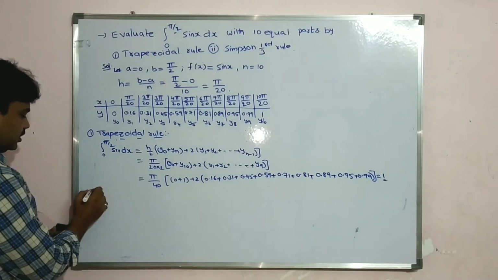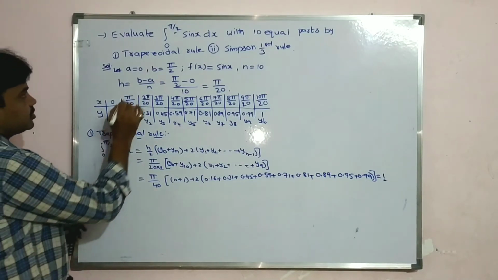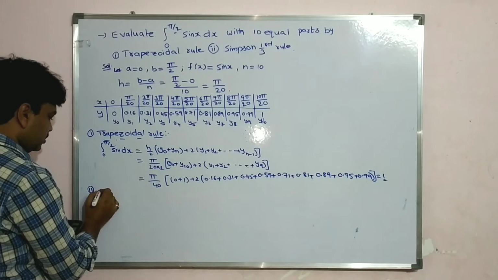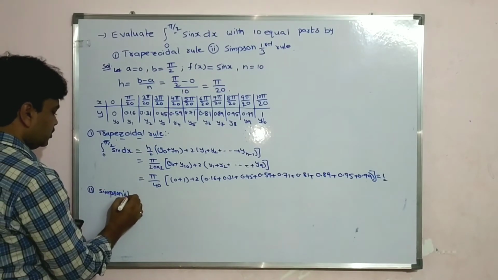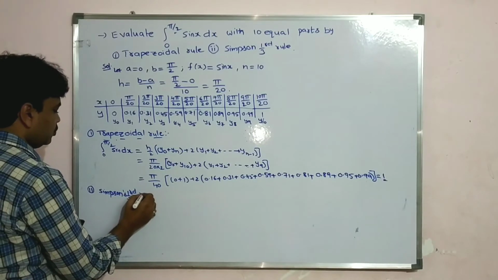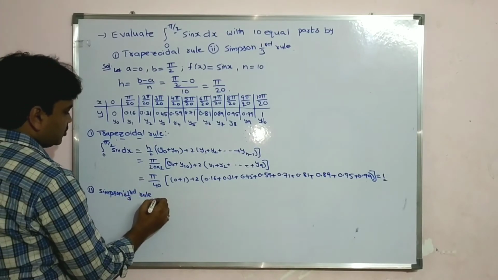Now the second method is, what is the second method, students? Simpson one-third rule. What is Simpson one-third rule, students?